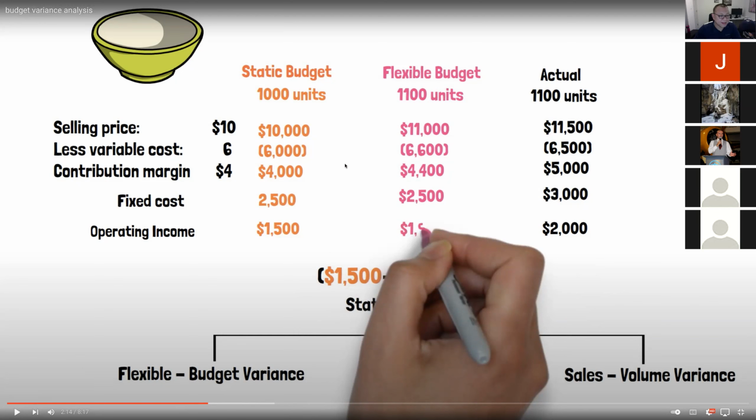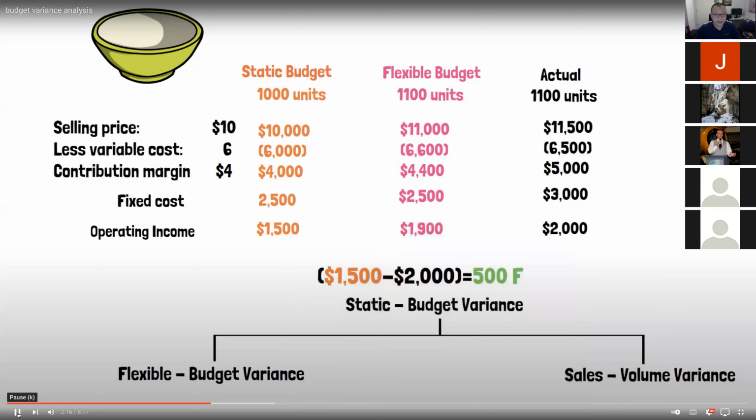Because it's not variable. That's just the fixed cost, no matter what number of units every month. Exactly, right. So even though you are making more units, as long as it's in the relevant range, the fixed cost is still fixed, right? So that's why, even though you can see the revenues and the costs are increased, my fixed cost is the same as the static budget. Okay, 2,500. So this gives me a 1,900 operating income.